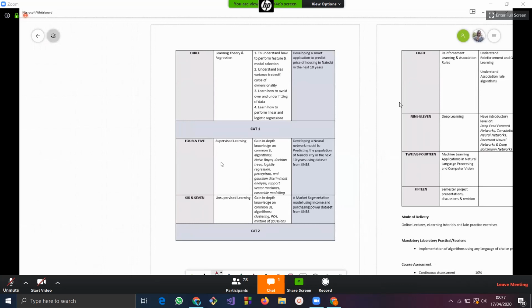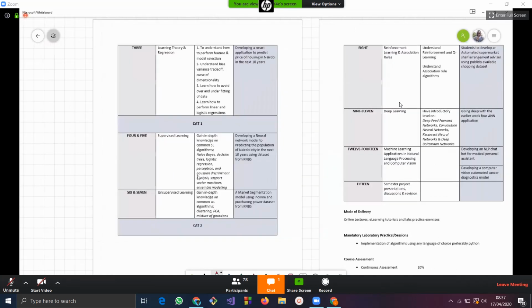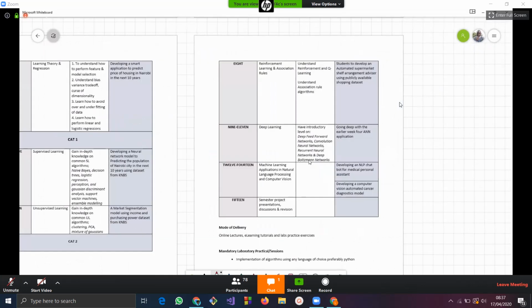Then after that, we go to supervised and unsupervised learning in depth. So we'll be looking at these two in a deeper sense. We'll also return to reinforcement learning. And this time I'm introducing something new called association rules. Then I will take a better part of this course discussing deep learning and how actually to do deep learning.